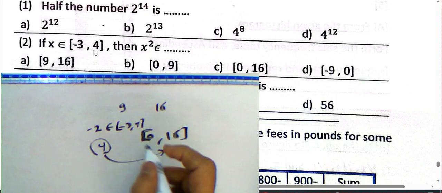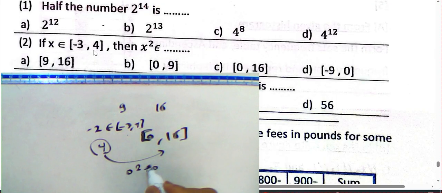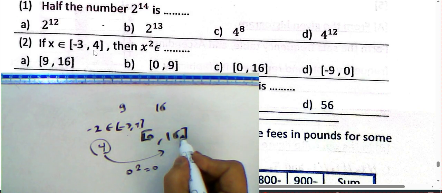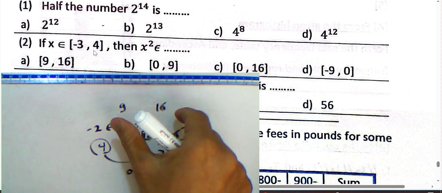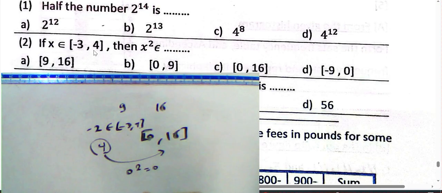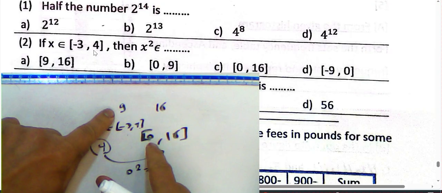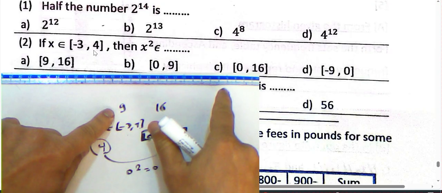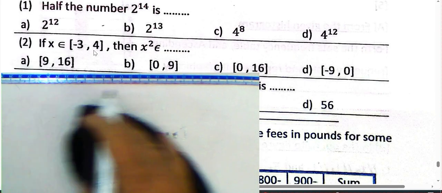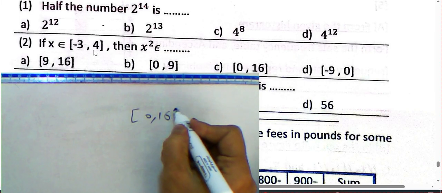4 lies from what? From 0 to 16. And between -3 and 4 we also have 0. 0 power 2 is 0. So you must start from 0 to 16. Don't write 9 to 16, because if you write 9 to 16, you will cancel the extra solutions. So in this example, to find the answer, find the power of the smallest and the greatest and start from 0 to 16. Choose letter C. The answer here will be letter C. Then all the solutions lie in this interval from 0 to 16.